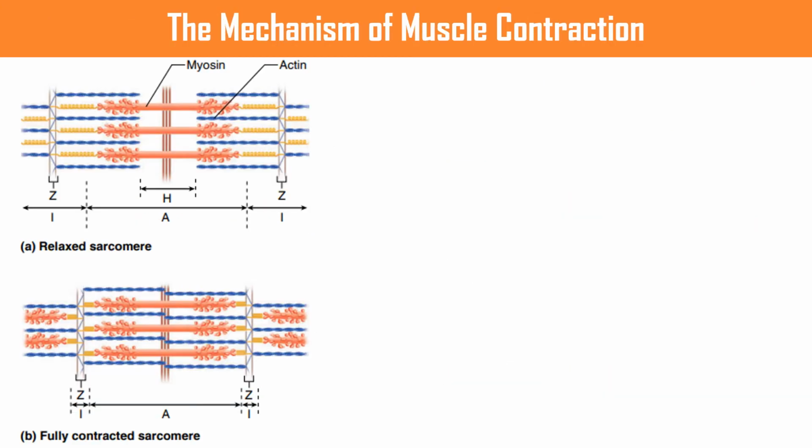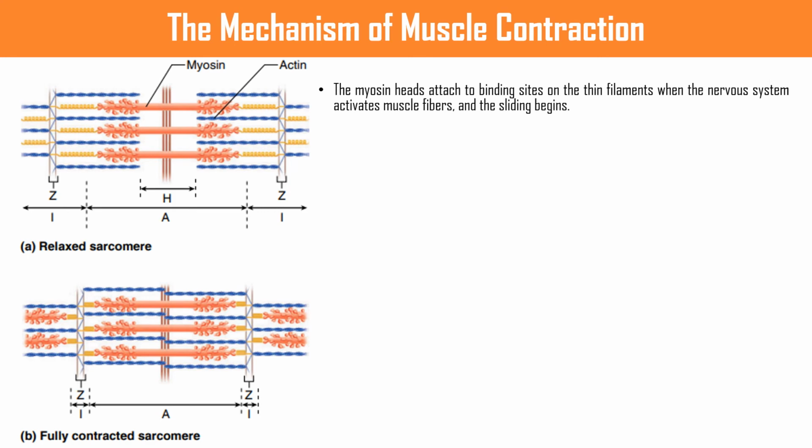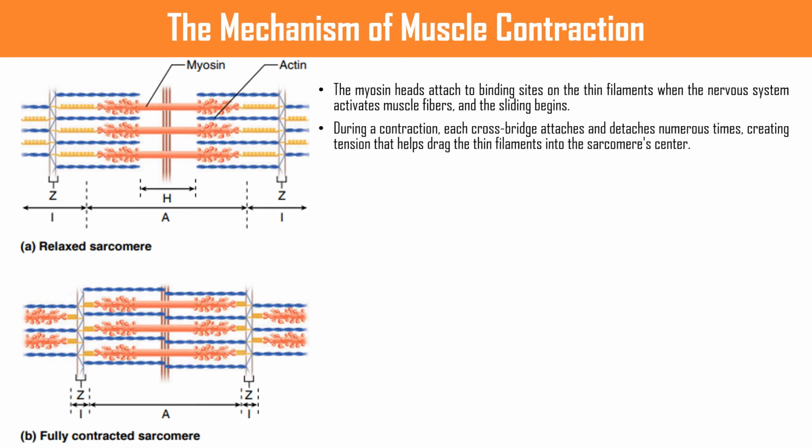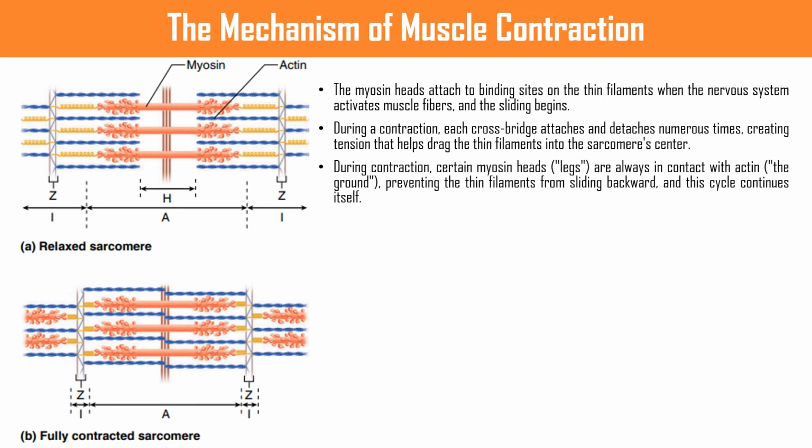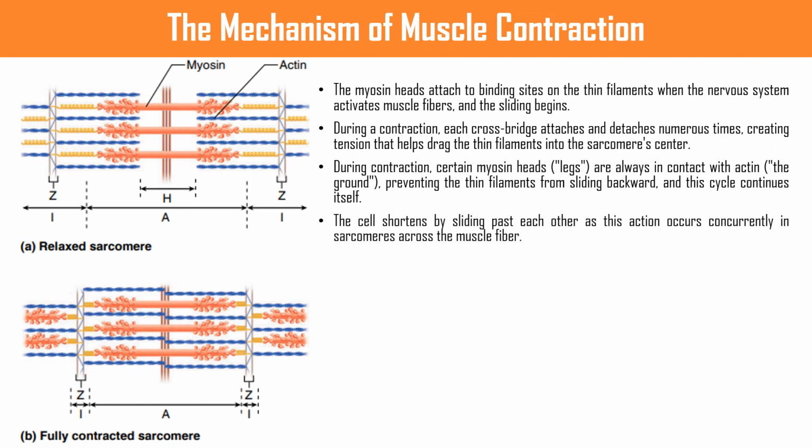Mechanism of muscle contraction. Myosin heads attach to the binding sites on the thin filament when the nervous system activates a muscle fiber, and the sliding begins. During a contraction, each cross bridge attaches and detaches numerous times, creating tension that helps drag the thin filament into the sarcomere's center. During contraction, certain myosin heads are always in contact with actin, preventing the thin filament from sliding backward, and this cycle continues.